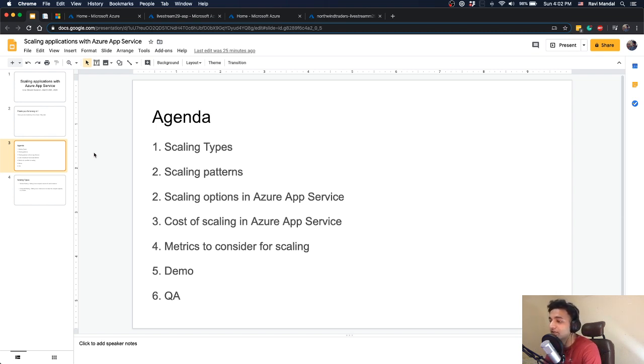But first, we need to start with scaling types. Even before that, let's talk about why you need to scale. For example, if you have an application that serves certain customers or certain users in your system, it has a limited capacity that it can handle.